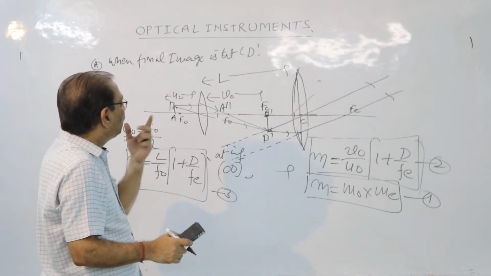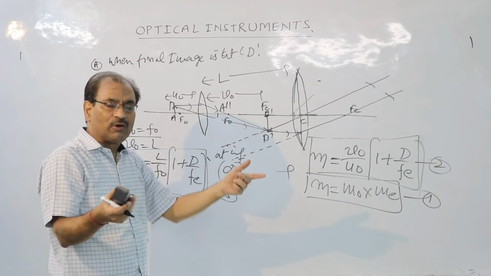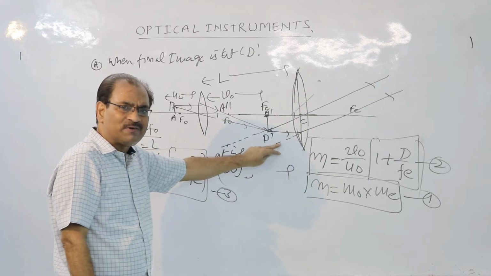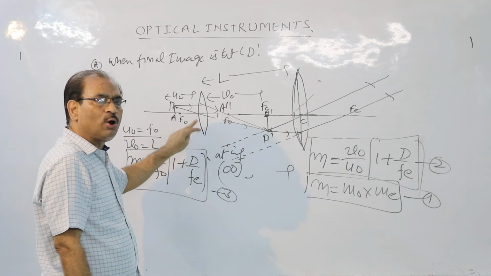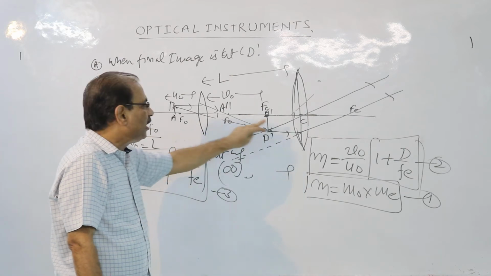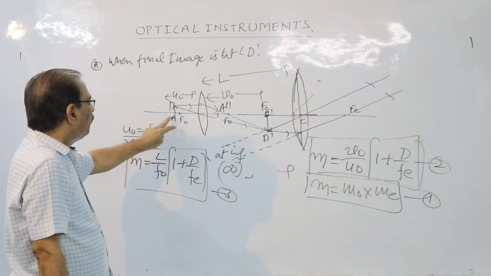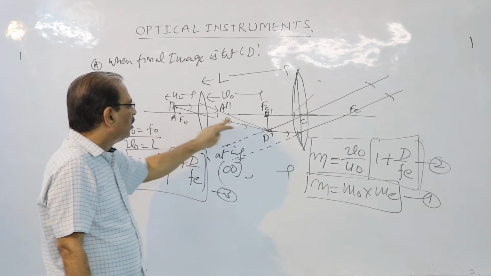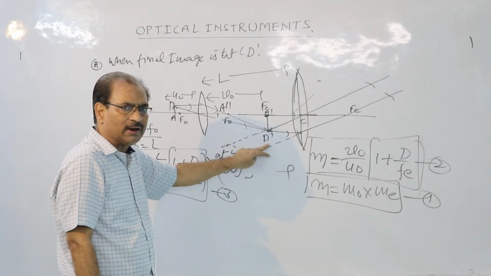For example, if somebody says what is the principle of compound microscope, what would be the answer? A compound microscope is the combination of two lenses, an object lens of a small size and the eye lens of large size or large aperture. So when we keep an object beyond FO, it makes a real and inverted image at A'B' as shown in the diagram.